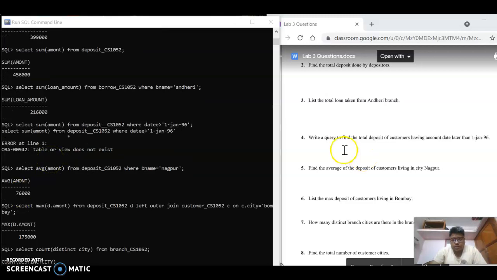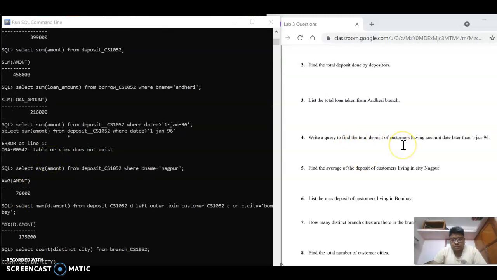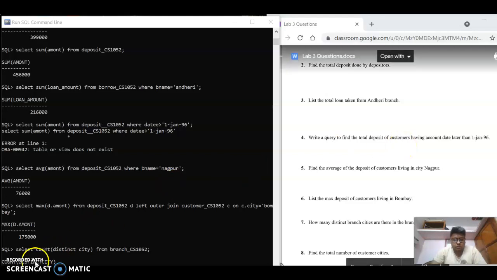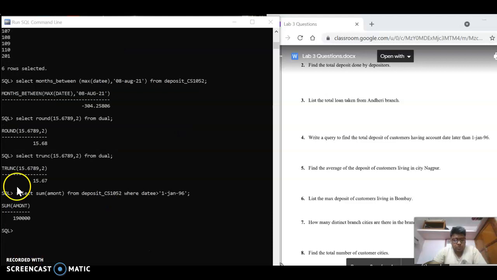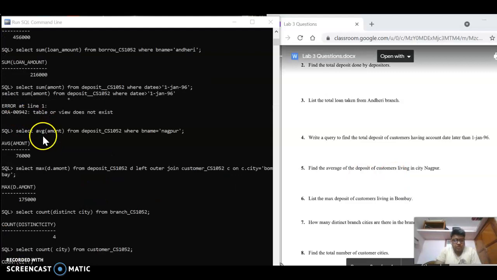And write a query to find the total deposit of customers having account date later than 1st Jan 96. So this is that one. Select sum of amount from the deposit table where the date is after 1st Jan 96, and the output came like this. And moving on to the fifth question, find the average deposit of customers living in the city Nagpur. So here is that one: select the average amount from the deposit table where the city is Nagpur. So this is that one.